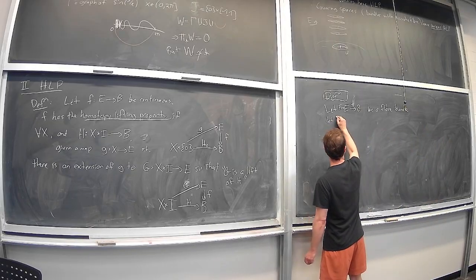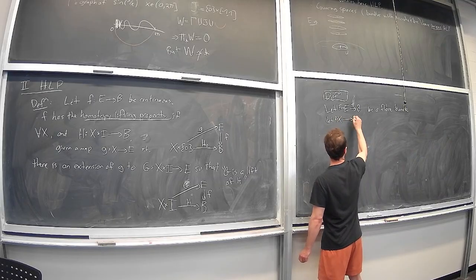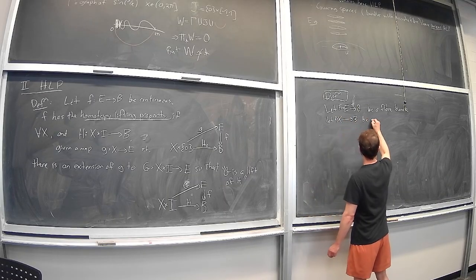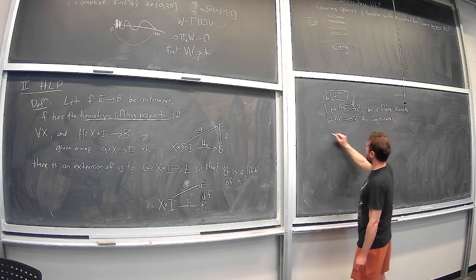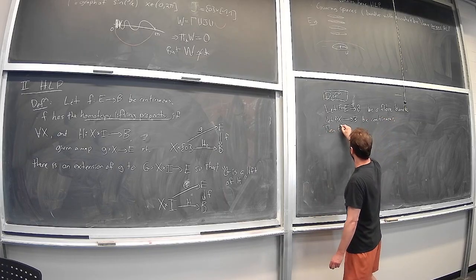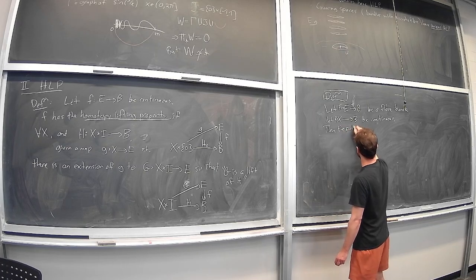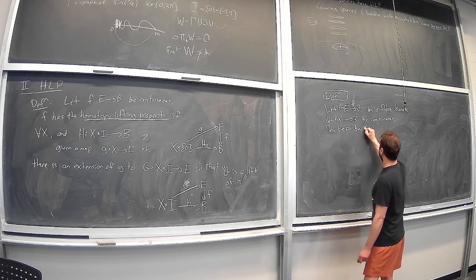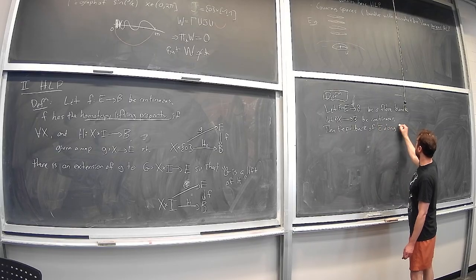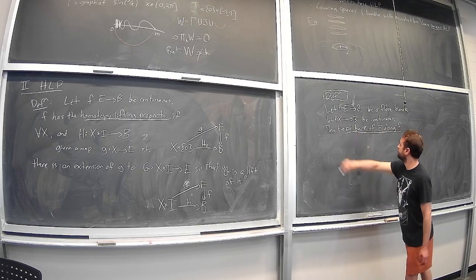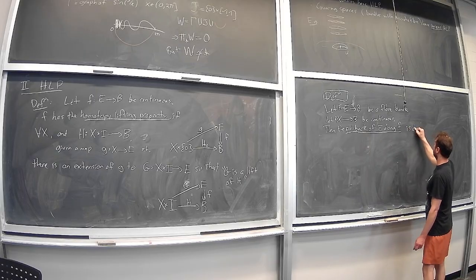Let f from X to B be continuous. Then the pullback of E along f is defined rigorously as follows.